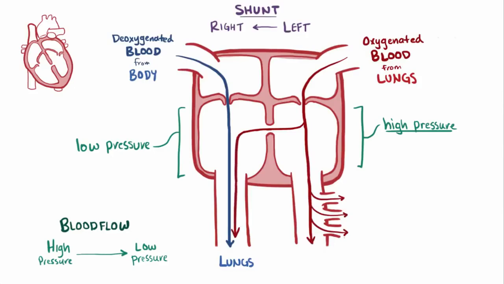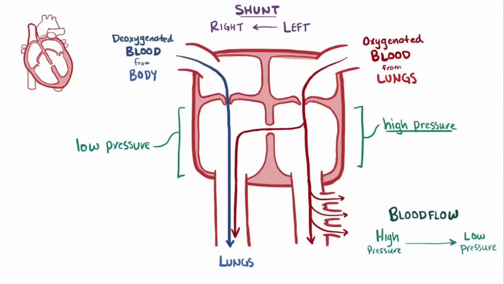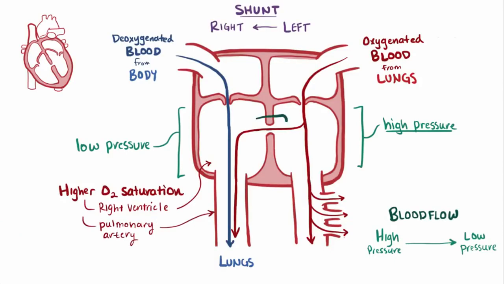Since there's more oxygenated blood over here, patients will have increased oxygen saturation in the right ventricle and pulmonary artery. Also, that blood flowing through the VSD can be heard as a hollow systolic murmur at the lower left sternal border.